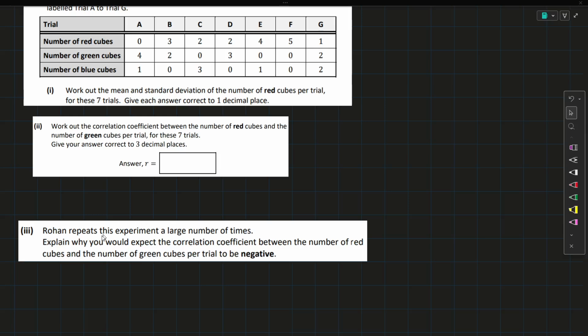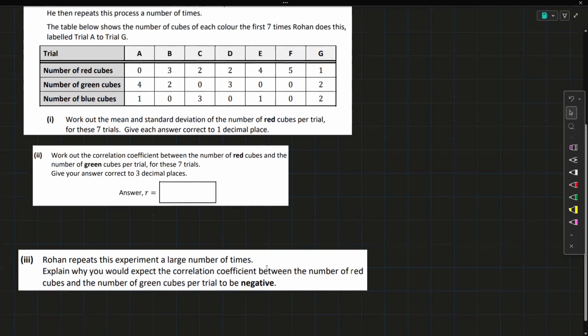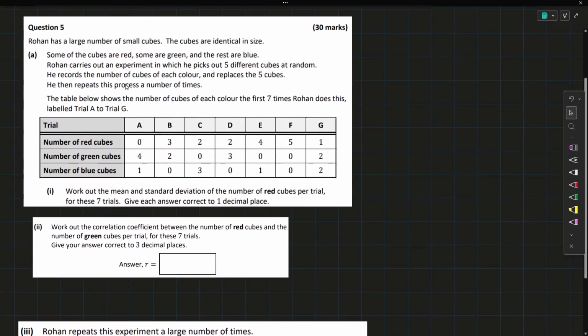Then we're told, why would you expect the correlation coefficient to be negative? And the reason for that is because what he's doing is he has some cubes, right? And he's taking out random cubes. And then he says, how many of each color do we have? So if you take out a lot of red cubes, that means that there's less green cubes.